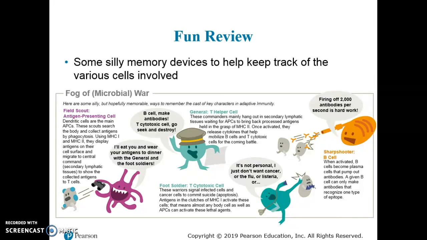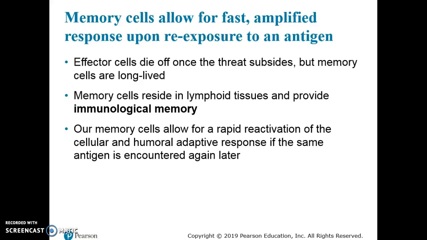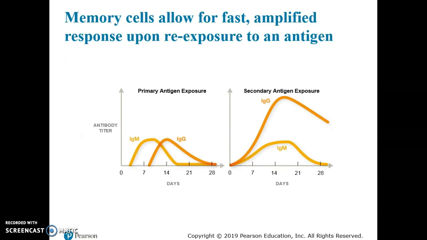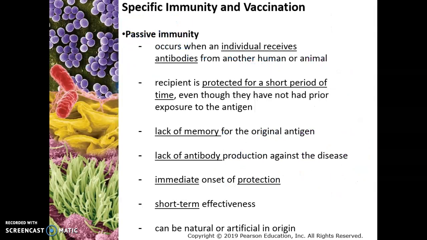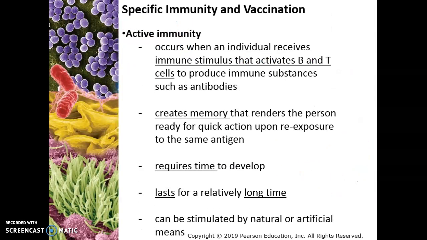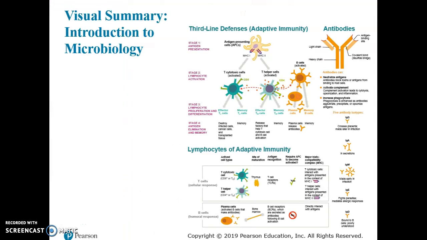So this is just a fun review slide. You can look at this on your own. And then in class on Thursday, we will look at immunological memory, in terms of your immune system's response the first time it sees an antigen and then the second time, and this is what's going on. And we'll also look at humoral immunity, which is active and passive, and that's it for part 3.